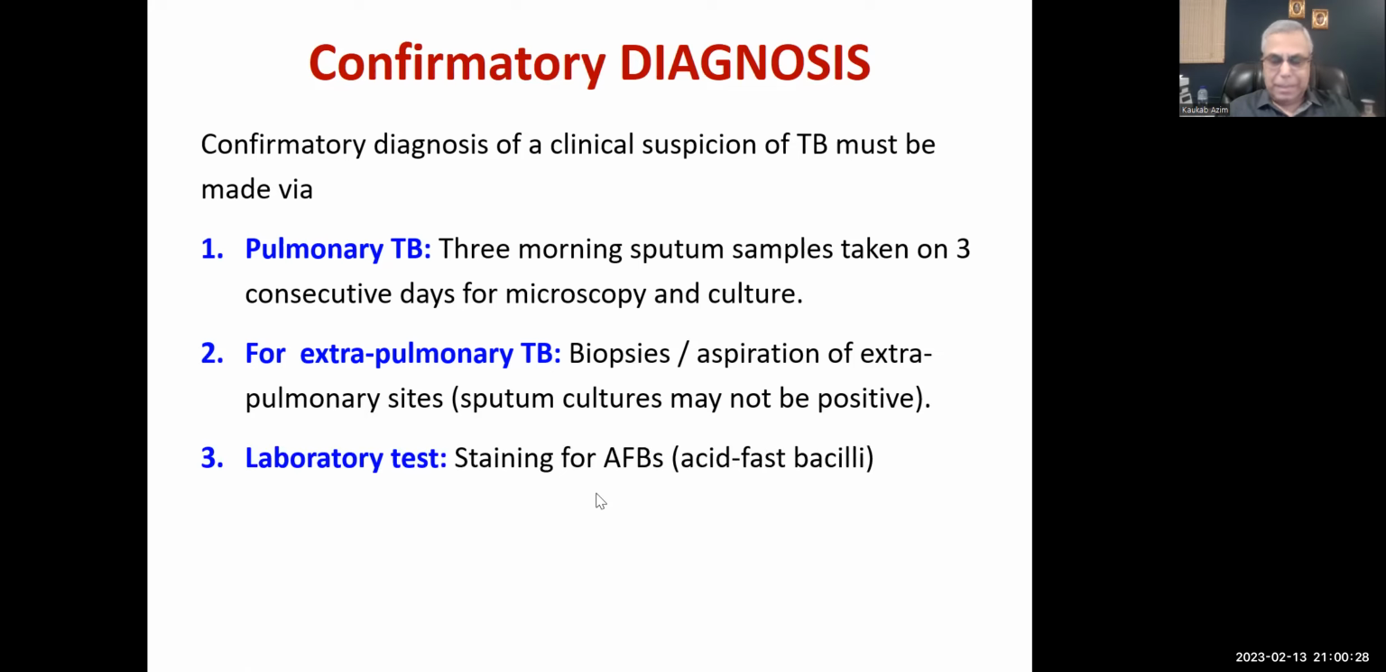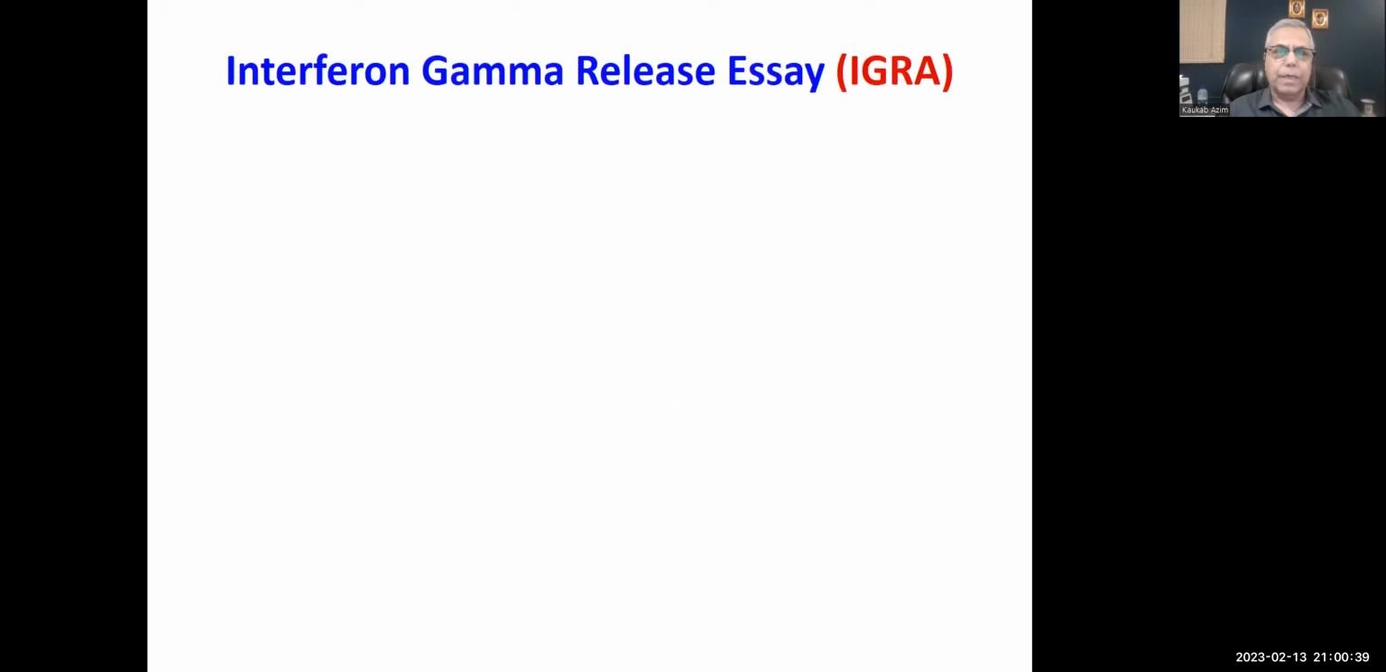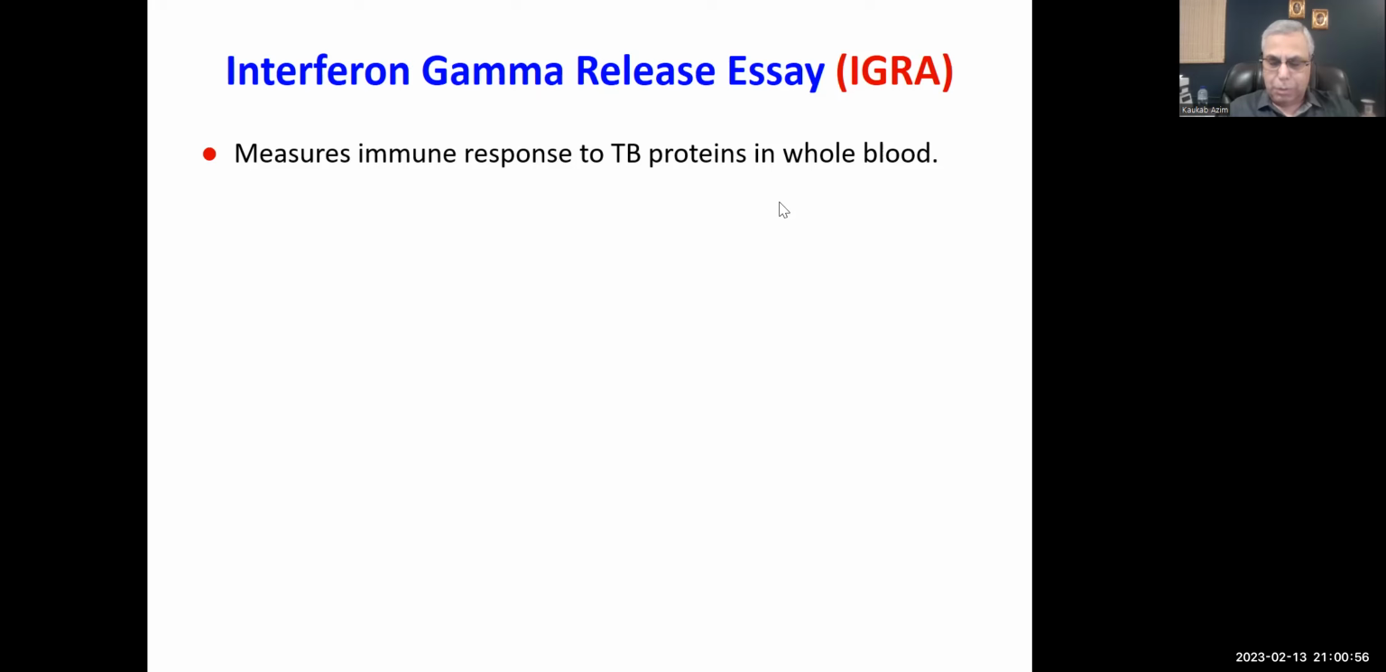So the lab tests are staining for acid-fast bacilli; culture, where they grow in 3 to 4 weeks; and you can do PCR as well. And you've got the interferon gamma release assay as well. As I said, these T helper cells release interferon that activates the macrophages, right? So it measures the immune response to tuberculous proteins in the whole blood.